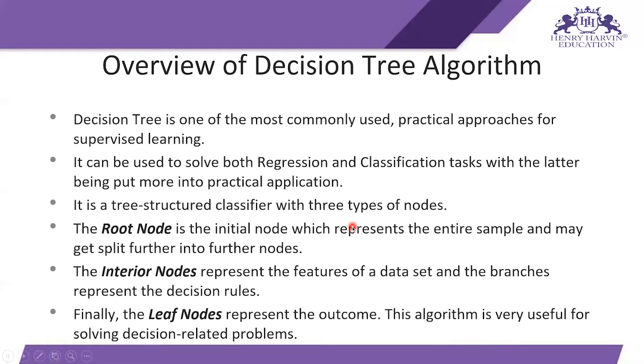So basically, this decision tree algorithm makes a tree in its backend, and there are three types of nodes: the root node, through which it splits up the data; the interior nodes, which take the decisions; and the leaf nodes, which are the outcome of our decision tree algorithm.